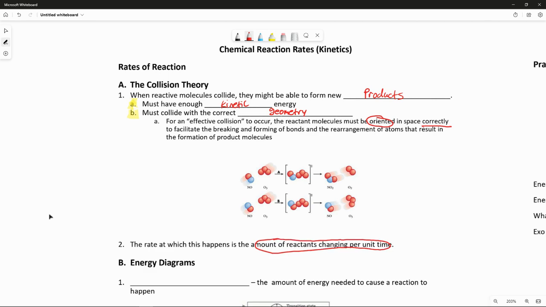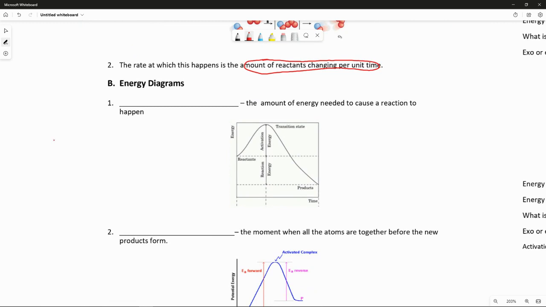Alright, energy diagrams. Activation energy is the amount of energy needed to cause a reaction to happen. So you see here are reactants, and here are products, and you can see the activation energy is going to be from here to here. It tells us that we need this much energy in order to actually start the reaction and change from our reactants to our products.